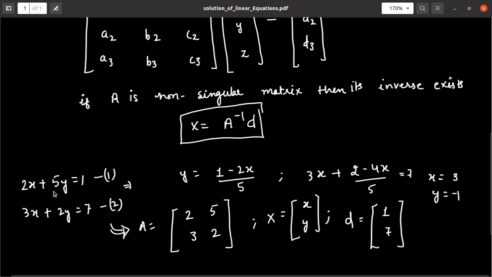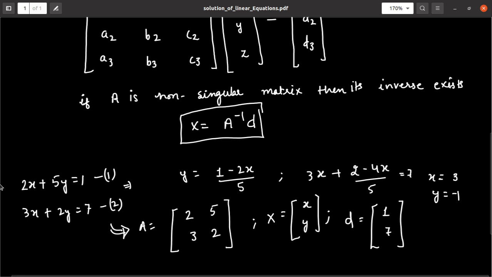So I have written 2x plus 5y is equal to 1 and 3x plus 2y is equal to 7. So this is my second equation. From equation 1 I will find y in terms of x, so we get (1 minus 2x) by 5. Then I will substitute this value of y in equation 2 and I will get the value of x. So x comes out to be 3. Once we have the x value, we can substitute x into y is equal to (1 minus 2x) by 5. Then we get y is equal to minus 1. So this is how we can solve it manually.